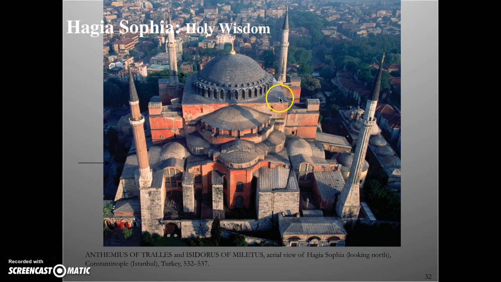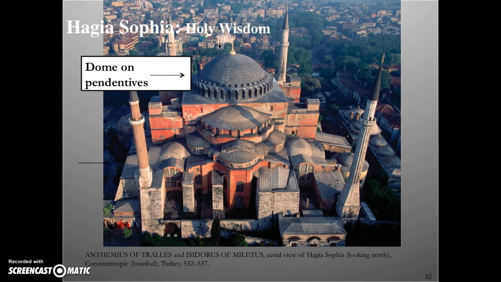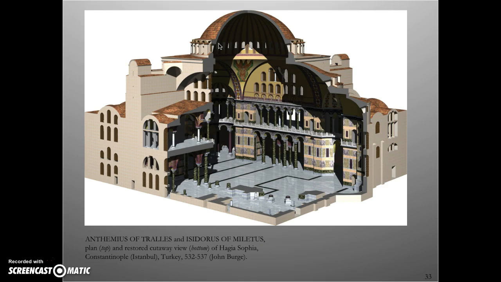And this dome is actually the second one that was built. This entire church went up in a little over 5 years, and that first dome went down in an earthquake. This is the second one that we're looking at. Still incredibly light in its design, but a little bit higher in its projection. And this dome sits on pendentives.